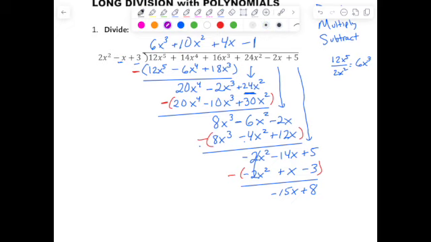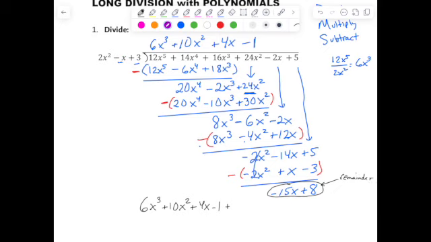And we do this with the quotient, which would be 6x cubed plus 10x squared. So that's everything we got up top there, plus 4x minus 1, and now plus whatever leftovers or your remainder, as we call it. This right here, negative 15x plus 8, that's the remainder.